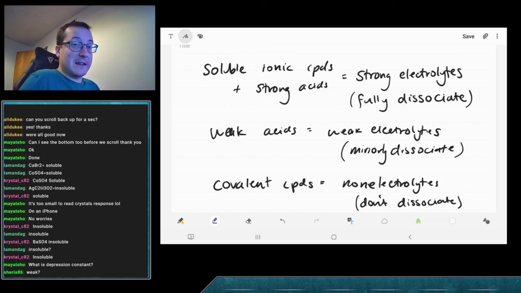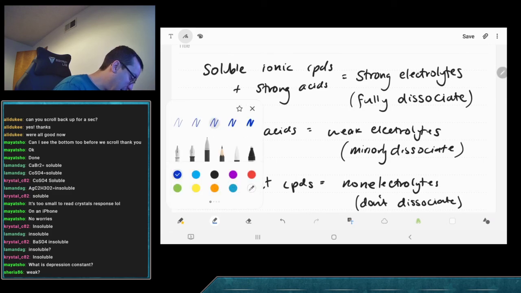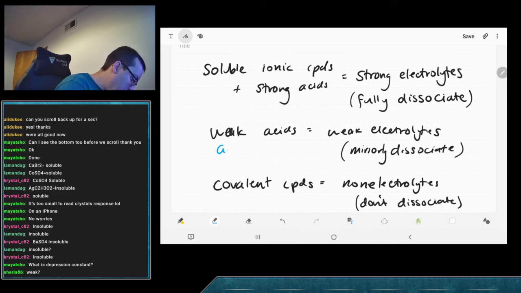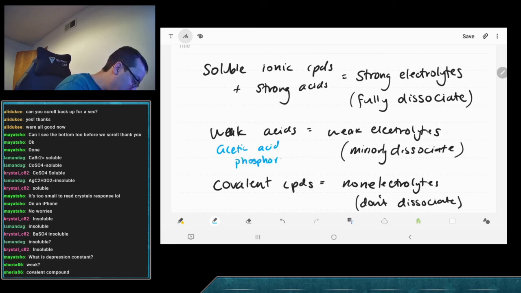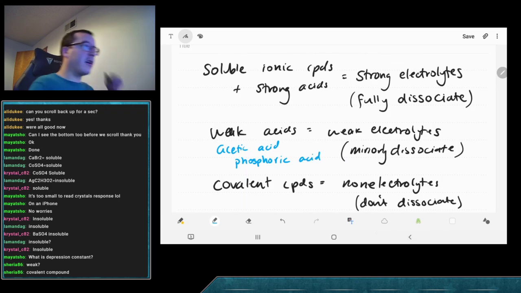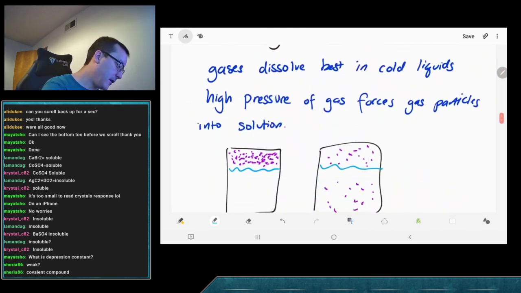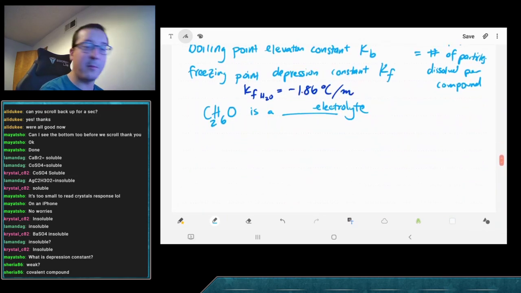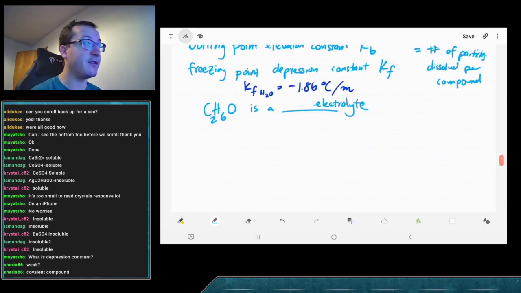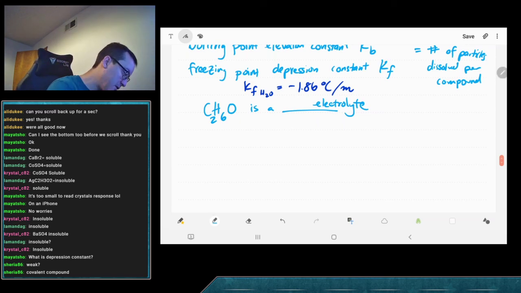Remember, for us, all of our acids will have the name acid in them. So this would be something like acetic acid or phosphoric acid. Our acids will always be covalent compounds, so it's basically nonmetals only. We don't have the H in front telling us it's acidic, so this is going to be a non-electrolyte.